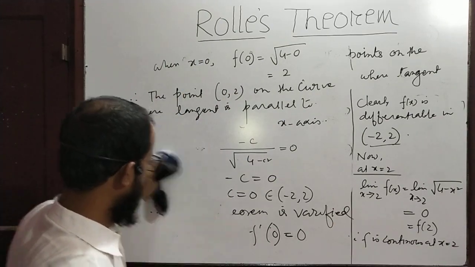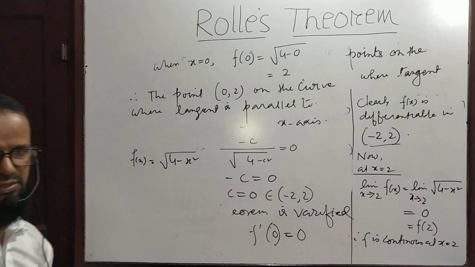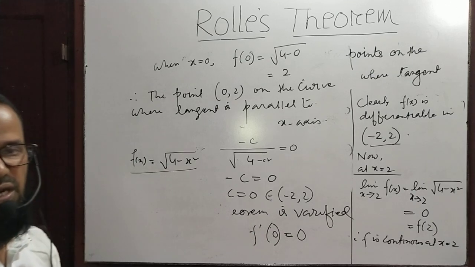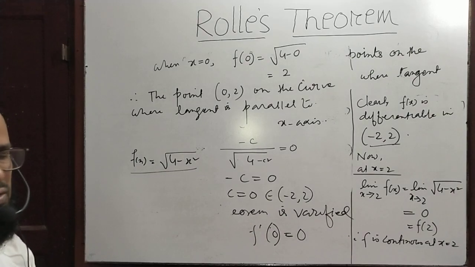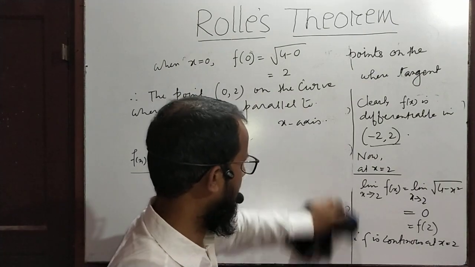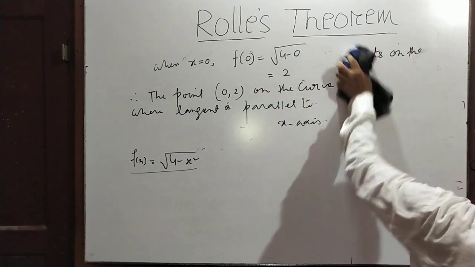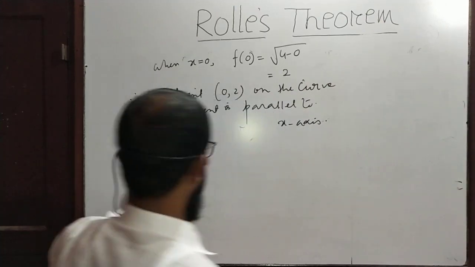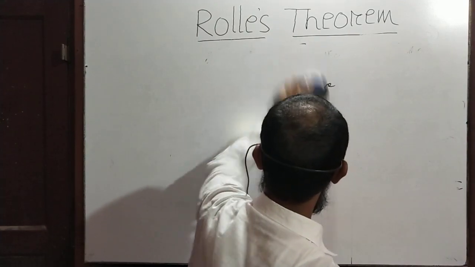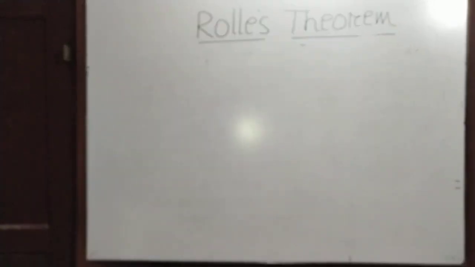Your curve is f(x) equals root over 4 minus x square. On this curve, at the point (0, 2), the tangent is parallel to the x-axis. So I hope you understand. This is another way to find at what point on the curve the tangent is parallel to the x-axis. This is one of the applications of Rolle's theorem.